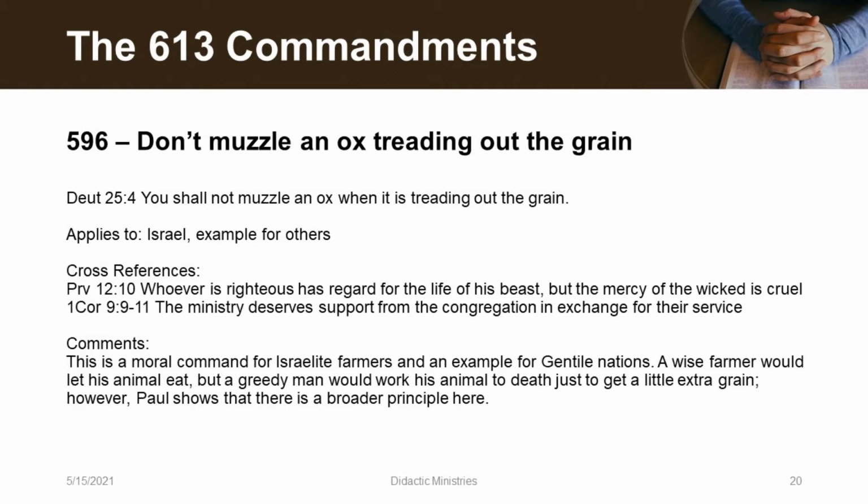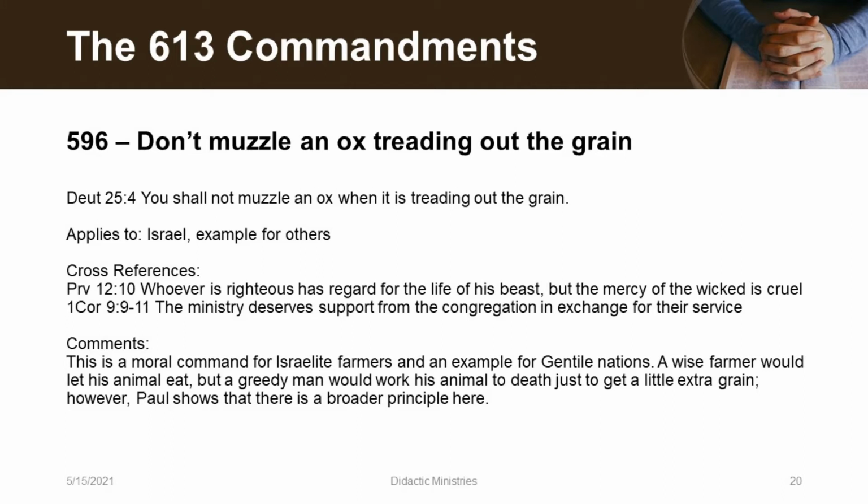Commandment 596, don't muzzle an ox treading out the grain. Deuteronomy 25, verse 4 says, "You shall not muzzle an ox when it is treading out the grain." This is a moral commandment for Israelite farmers and an example for Gentile nations. A wise farmer would let his animal eat as he is treading out the grain, but a greedy man would work his animal to death just to get a little extra grain out of the harvest.